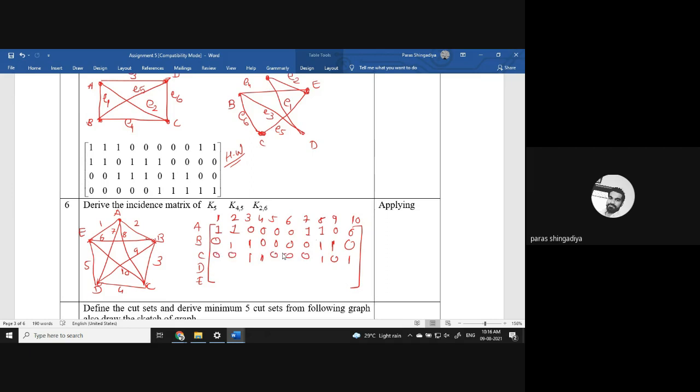And then after that D, तो D किसके साथ connected है? 4, 5 and 9 and 7. Okay, 4, 5, 9 and 7. So 4, 5, 7 and 9. Rest of the entries keep 0. And then after that E is connected with 1, 5, and then 6 number and 10 number. So 1, 5, 6, 10.